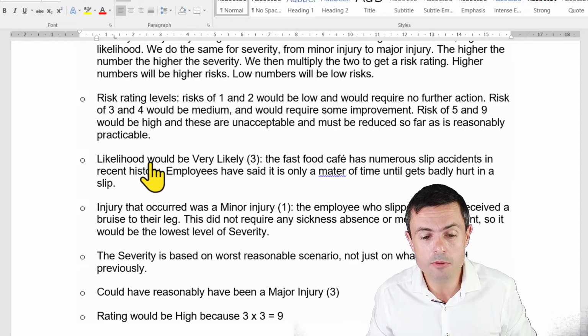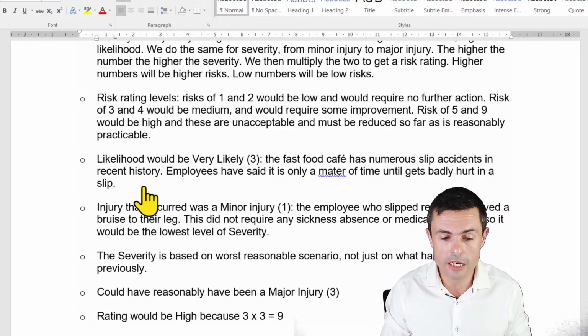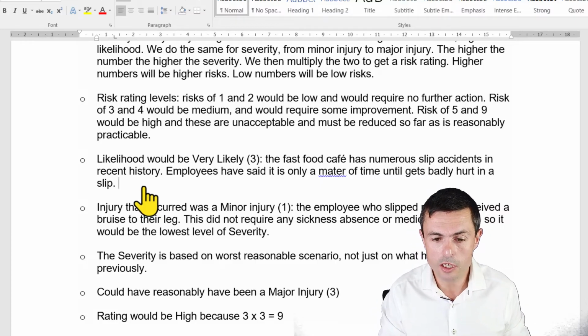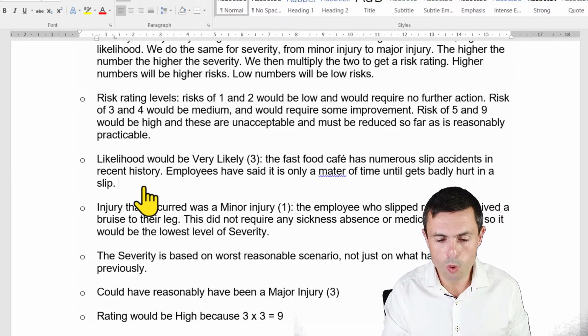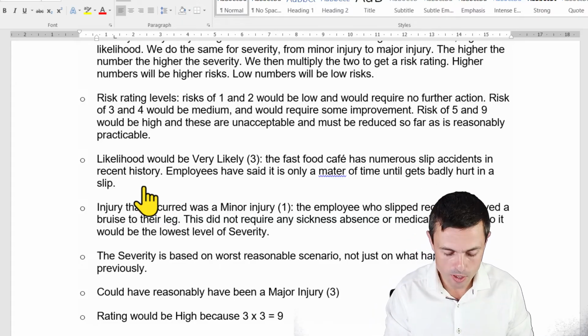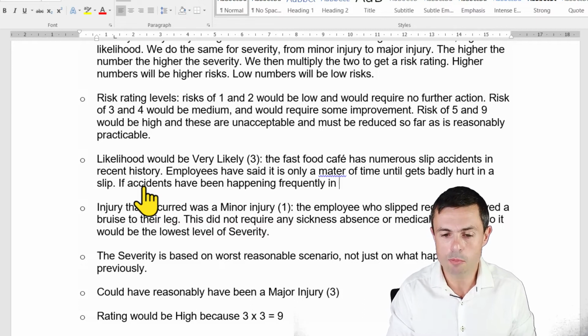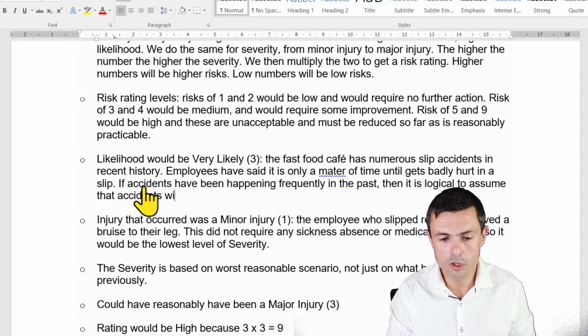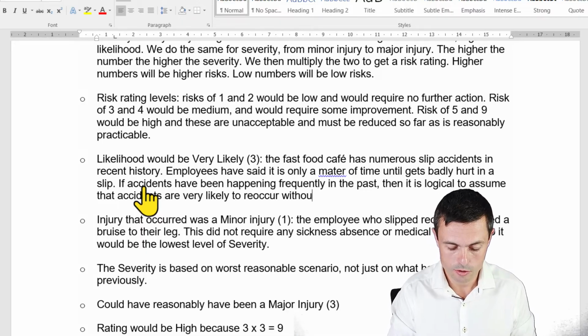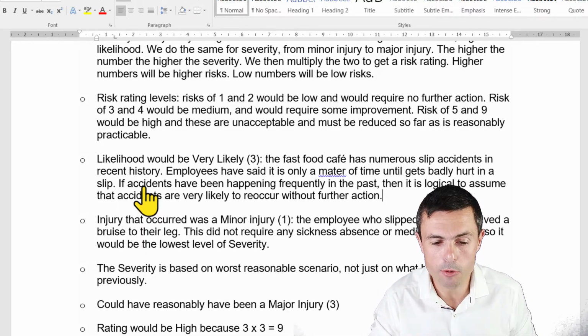I've got no evidence there, but that's an explanation. I'm going to add in some explanation on this one here. So I've got my point, I've got my evidence. Now I'm going to add in my explanation. So it would be very likely: numerous slip accidents, matter of time. Why does that mean it's very likely? This is the question. If accidents have been happening frequently in the past, then it is logical to assume that accidents are very likely to reoccur without further action. There we go. Now we've got another point.